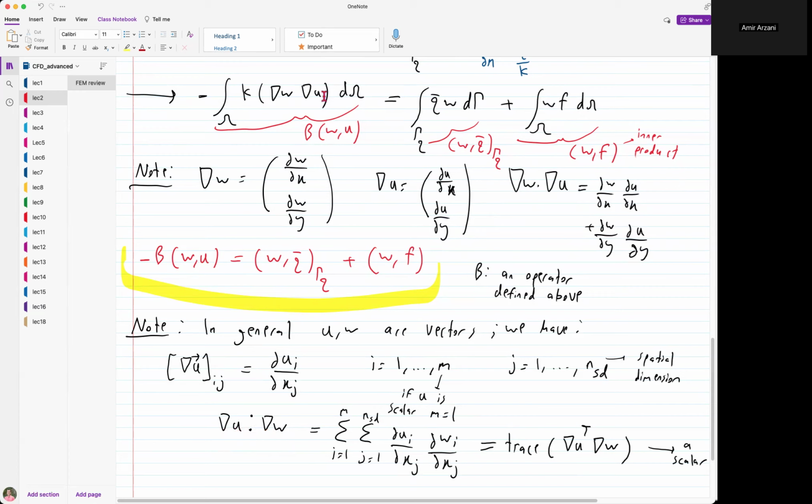So from all these integral equations, you want to get a scalar. This double dot is a product that takes two tensors and gives you a scalar, and it's defined like this. You can think of it as the trace of the first matrix transpose times the second matrix, which when you do this, you get a scalar.